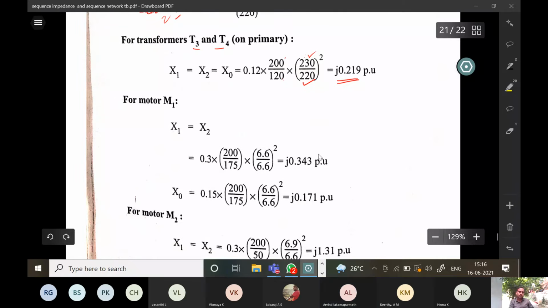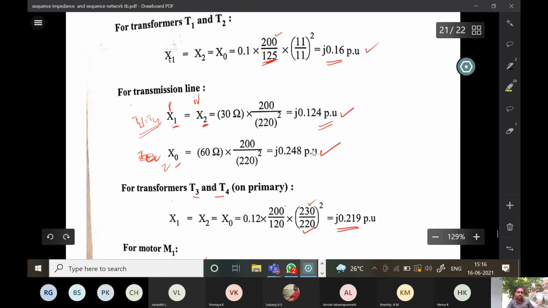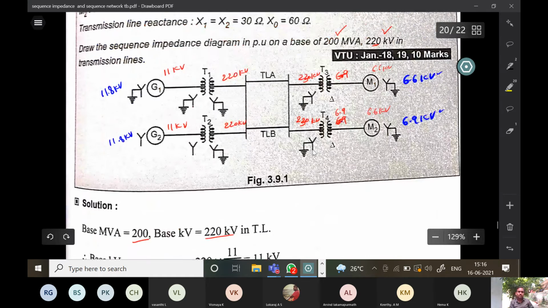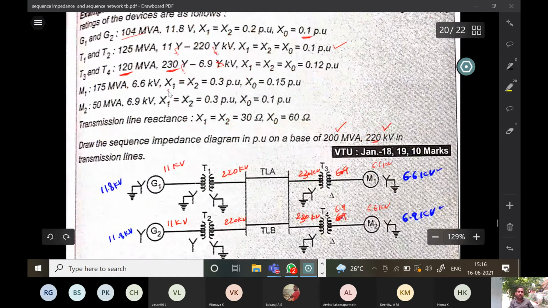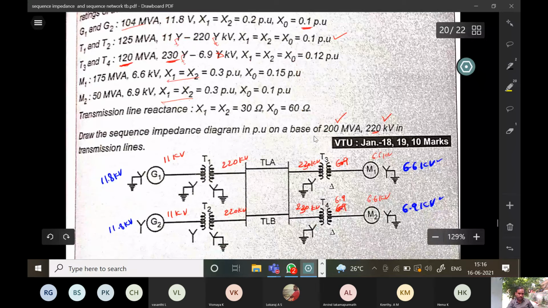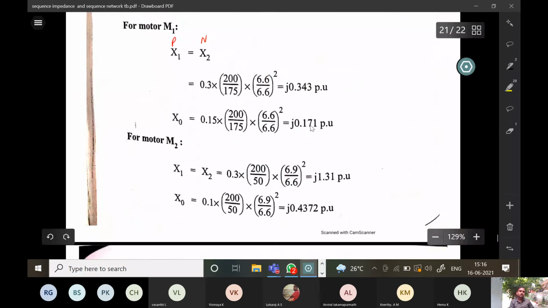So similarly, do it for motor 1 and motor 2. Motor 1 positive sequence and negative sequence are both equal, that is given in the problem. In motor 2 also, x1 and x2 are both equal. X0 is different, right? To calculate it, 0.3 into new base by old base, 200 by 175. And new base and old base kV are both the same, 6.6. Calculate it.